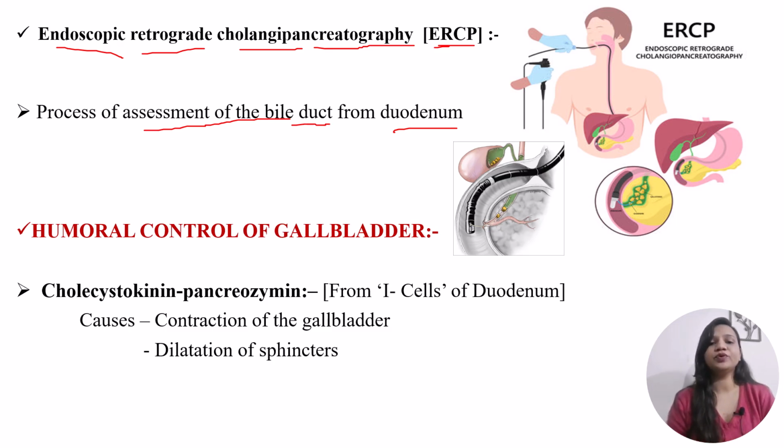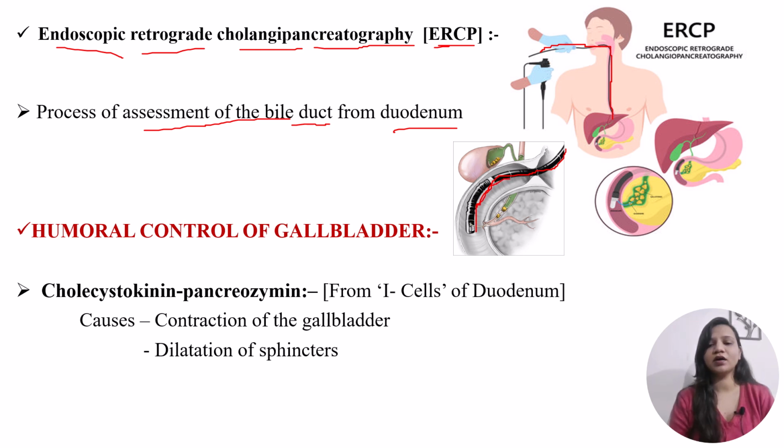Then a side viewing duodenoscope is passed through the mouth, as you can appreciate here in this picture. The side viewing duodenoscope is passed first through the mouth, then the esophagus, then it reaches the stomach, and then it enters through the pylorus into the second part of the duodenum.